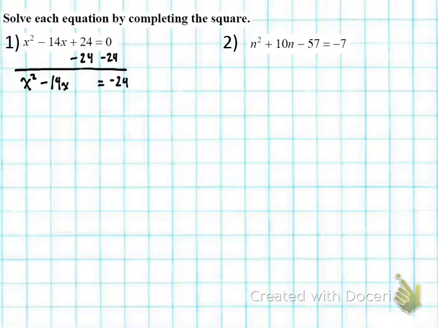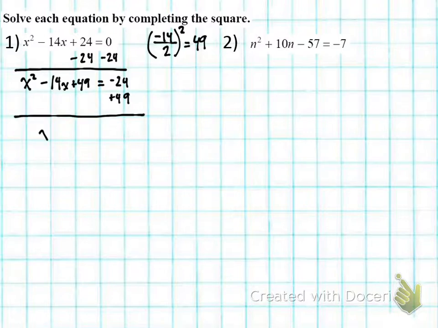Then I'm going to do a side problem. I'm going to take b and divide it by 2. So what's negative 14 divided by 2? Negative 7. Then we're going to square it. What's negative 7 squared? 49. Okay, I'm going to add 49 to both sides. So I'm going to put 49 there, and I do it to the opposite side too.